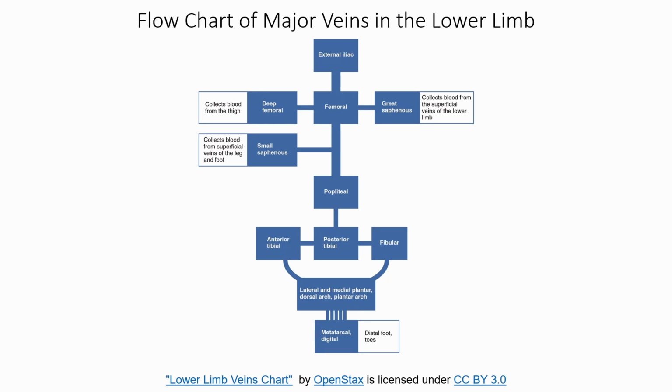And so this is just the nice clean chart for the lower limb, where we start from the bottom with the digital, we get into the plantar arch and the dorsal arch, we move up, we connect with and drain into the anterior and posterior tibial and fibular, which drain into popliteal, which drains into femoral, along with the small saphenous and the great saphenous, and the deep femoral, and then to the external iliac, and then up to the trunk.